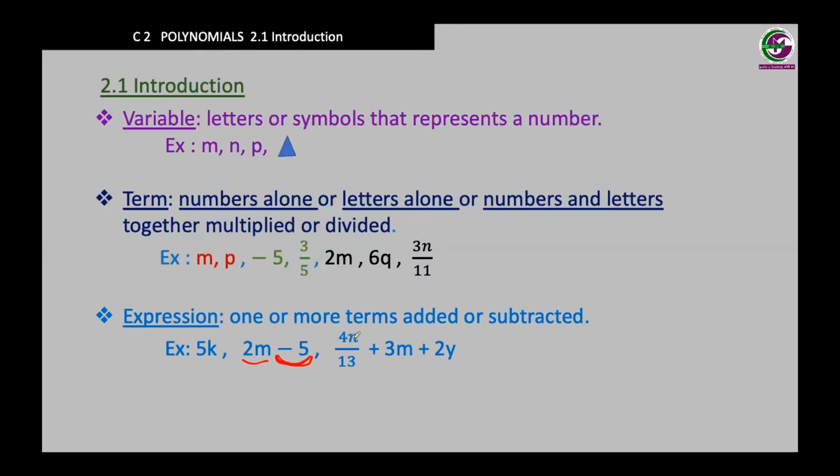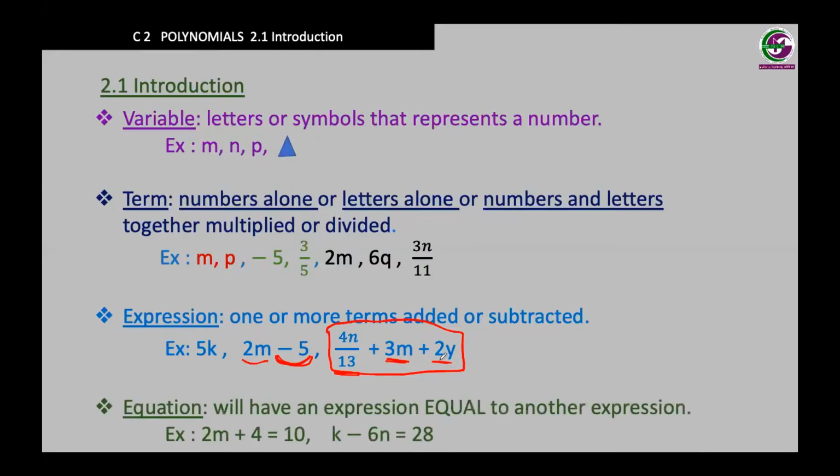Next, 4n divided by 13 plus 3m plus 2y. So here, 4n divided by 13 is one term because they are multiplied or divided. 3m is another term and 2y is another term. So in this whole expression, how many terms do we have? 3 terms. Term 1, term 2, term 3.